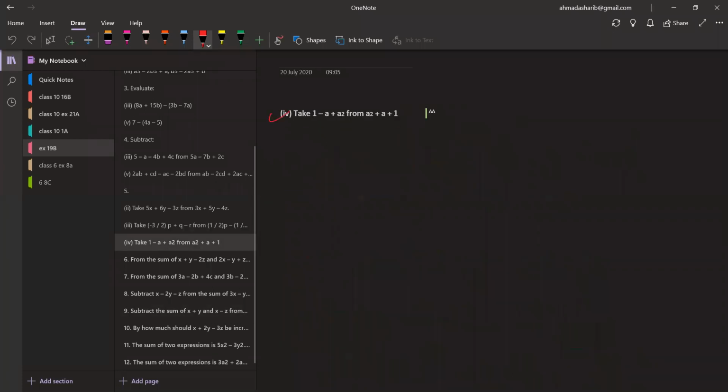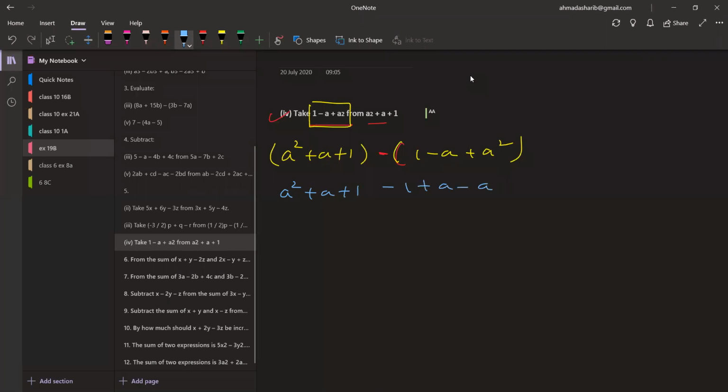Next, take this from this. Okay, so this is easy. Write a square plus a plus 1 minus, then write this one. Okay, first one. So this is 1 minus a plus a square. Now solve this. So you will write a square plus a plus 1 minus 1 plus a minus a square.